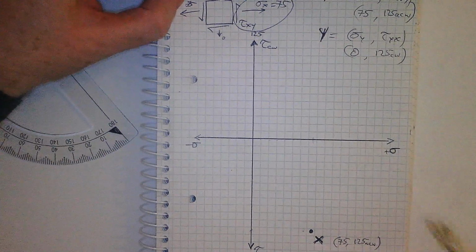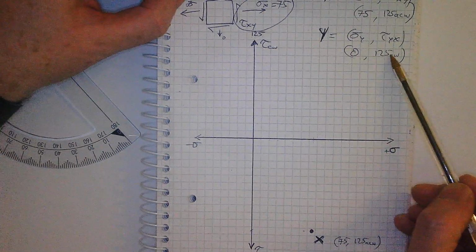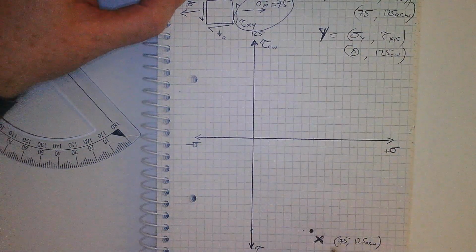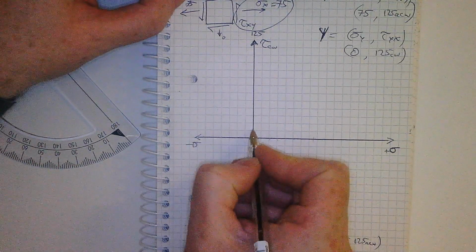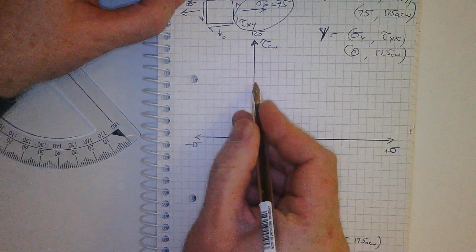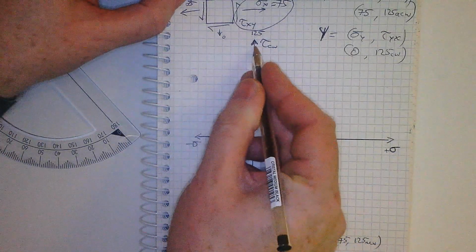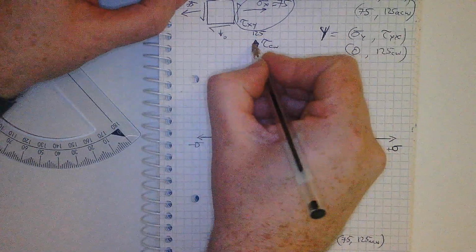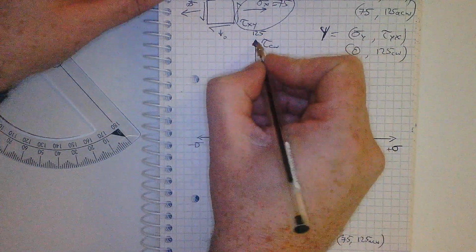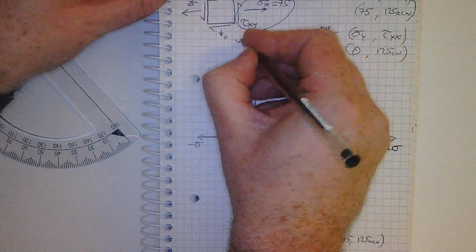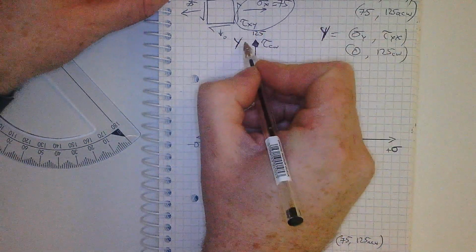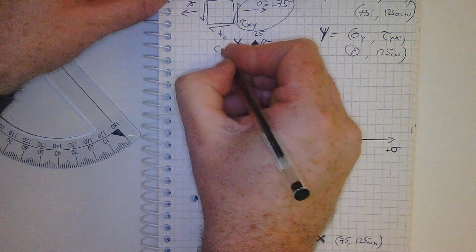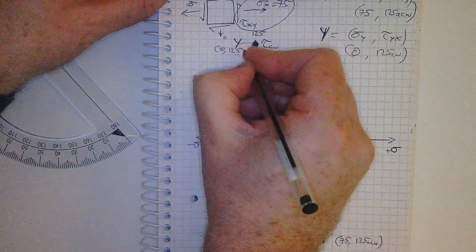My second point then, the Y point here, is going to be 0 and 125 clockwise. So 0 normal stress, 125 clockwise. So 1, 2, 3, up to 12. I just have the arrow in the wrong place there, but that is my Y point. So Y is just here on that axis. And that location of that is 0, 125 clockwise.